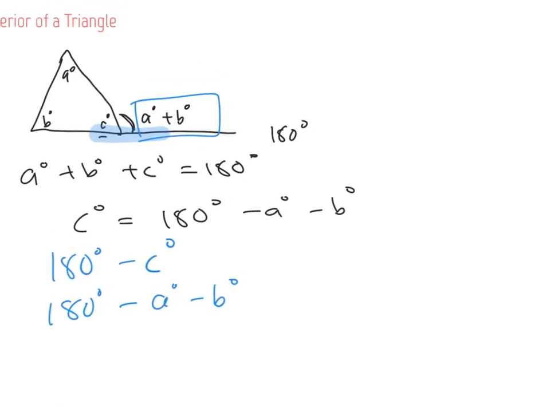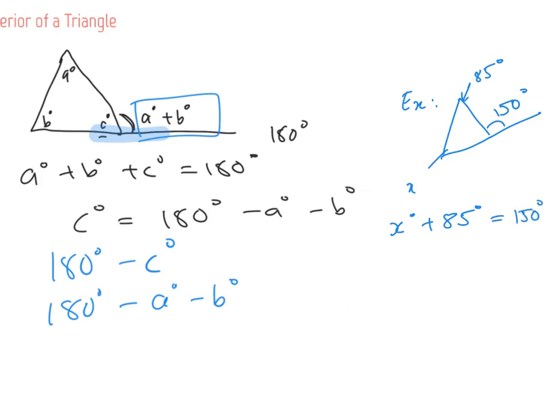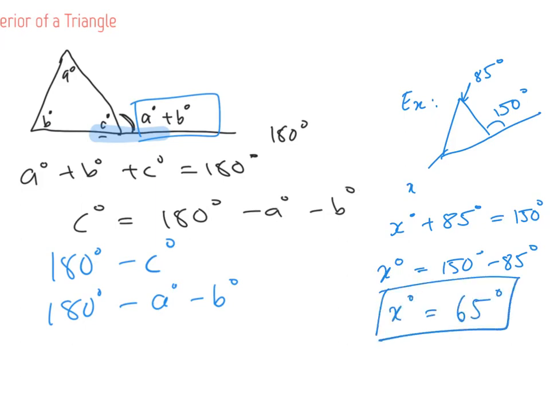Let's have a look at a quick example over here. So let's say I had this triangle over here, that was 85 degrees, this is X, and over here I have 150 degrees. I want to find what X is. Well, I know that X plus 85 will equal 150 degrees. Remember, it equals the exterior. Well, if I want to find X, do 150 degrees minus 85 degrees, and X degrees gives me 65 degrees. Over here, that's 65.